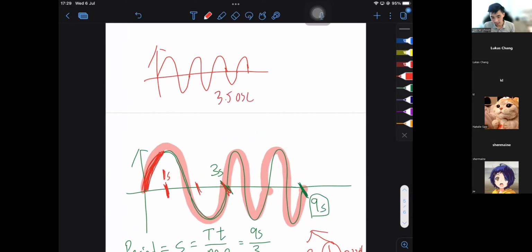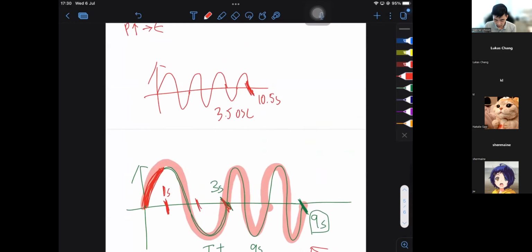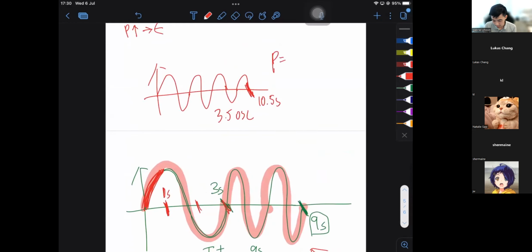And if you're asked to find the period, you need to find out how much time here is first. Let's say, for ease of calculation, it's 10.5 seconds to complete 3.5 oscillations. Same application, you find the period, which is total time taken over number of oscillations, which is 10.5 divided by 3.5. Then you'll find out that your period is 3 seconds. Then to find the frequency, it's yet again 1 over period, which is 1 over 3, which is yet again 0.33 hertz.